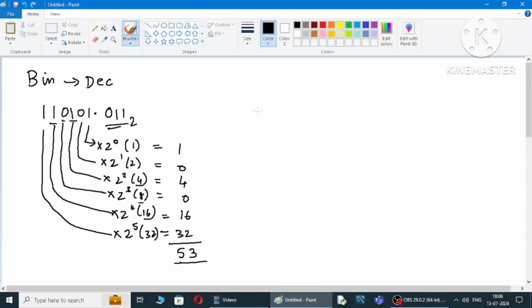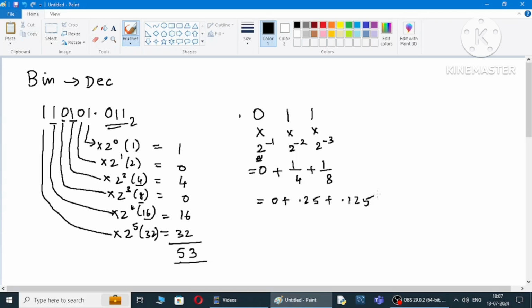Now what about the decimal number part? 0, 1, 1. Now you have to multiply this with the negative powers: 2 power minus 1, 2 power minus 2, 2 power minus 3. Which is 0, this is equal to 0, this is equal to 1 by 4, and this is equal to 1 by 8. Add all this: 0 plus 0.25 plus 0.125. So when you add all this, you get 0.375. So the number is 53.375 to the base 10.